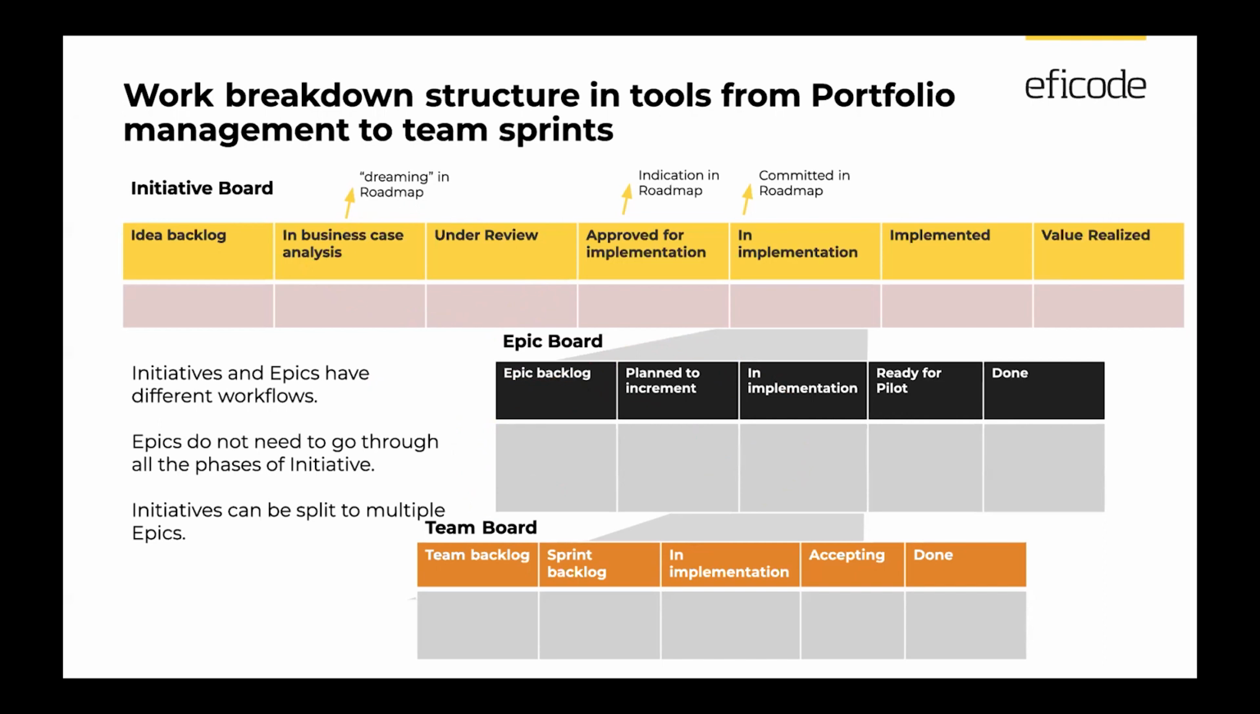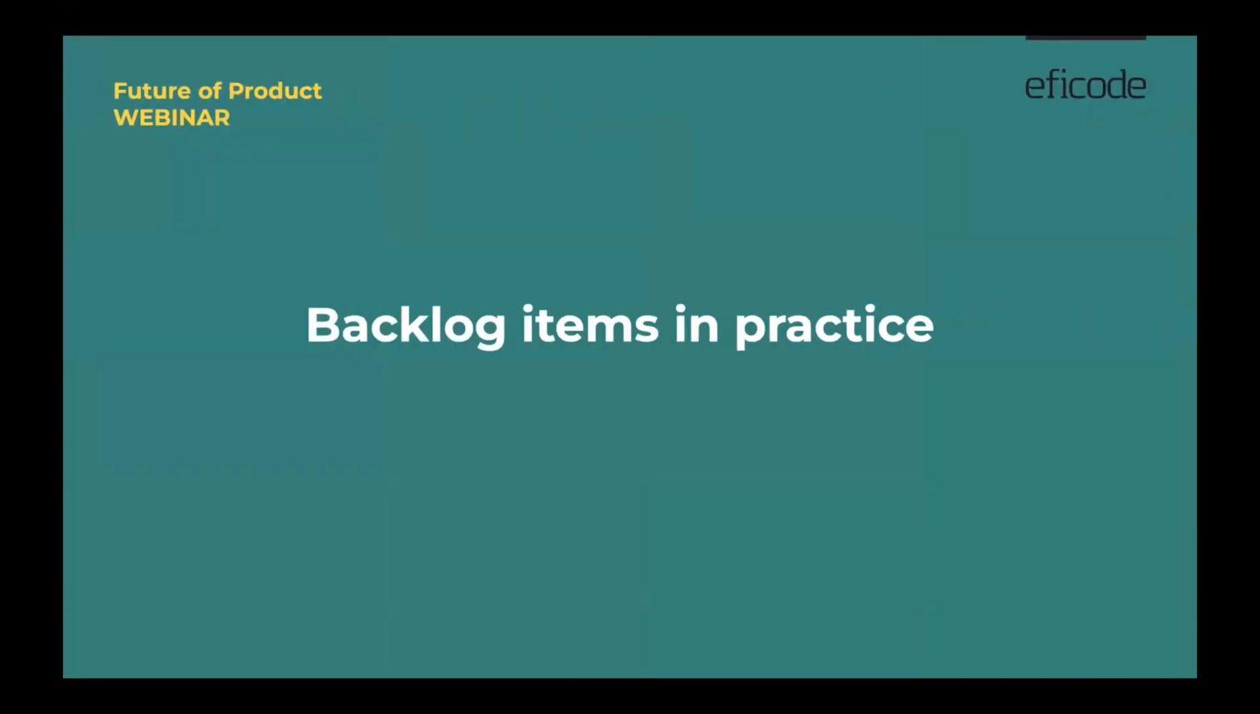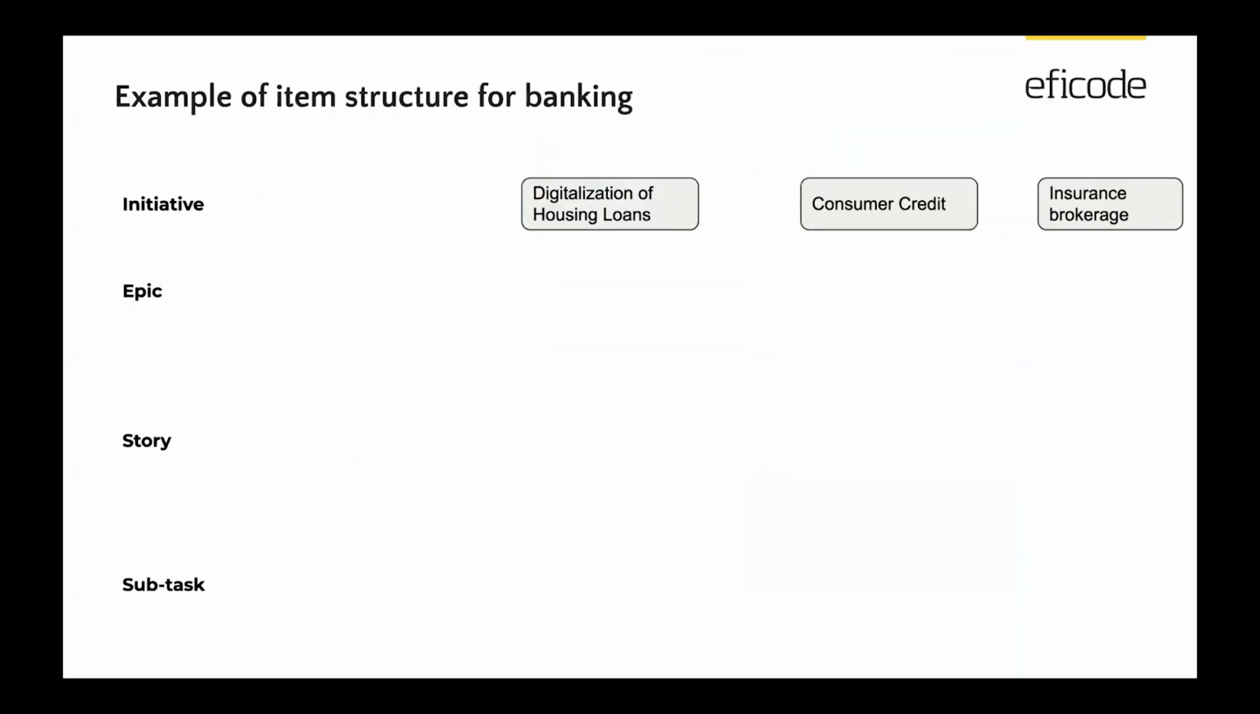Okay, and then an example of how this could look. Yeah, currently we have an example of how it might work. Let's say we are working for a bank. We are creating a website and a web application for the bank's customers to do banking. And we now have a few initiatives that we've been talking about. The first one is called digitalization of housing loans.